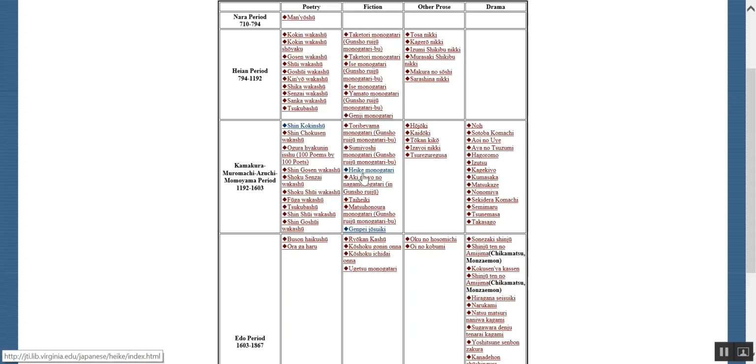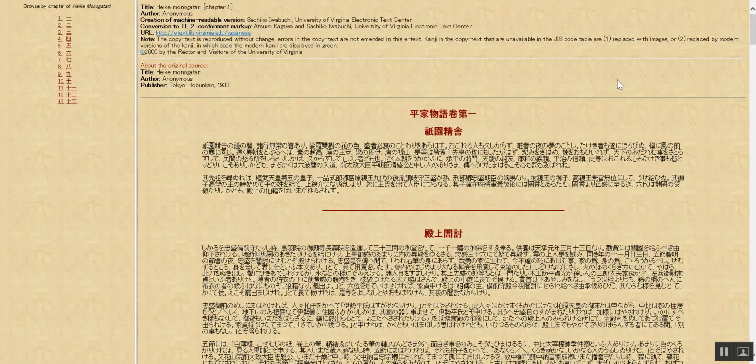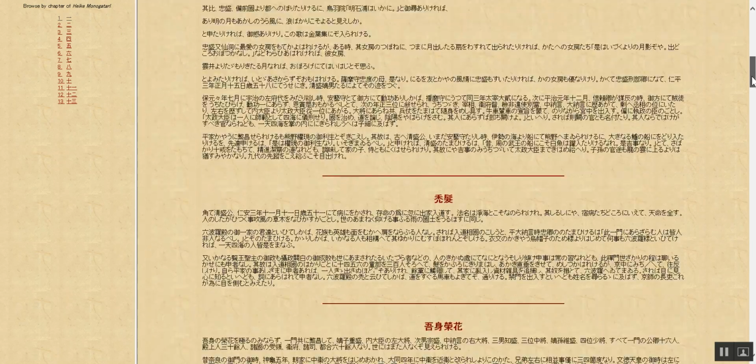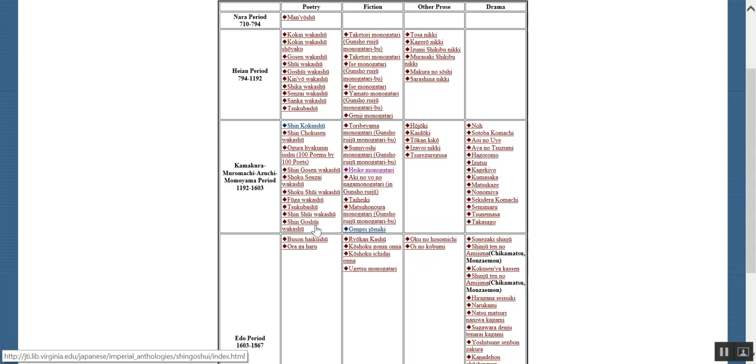Japanese time period. So let's click on Heike Monogatari link, and I believe this is the Tale of the Heike. If you click on here, you will get the text. As you can see, the text here is all in Japanese, and you can browse by the chapters on the left hand side. And the original sources listed here, and there you go for this title. So let's go back, and that was in fiction.